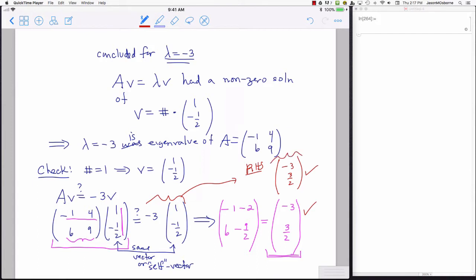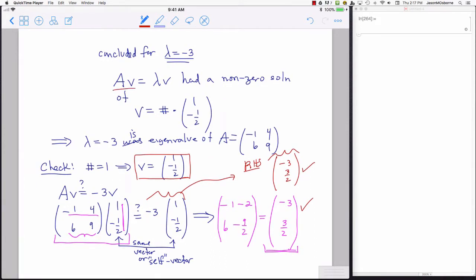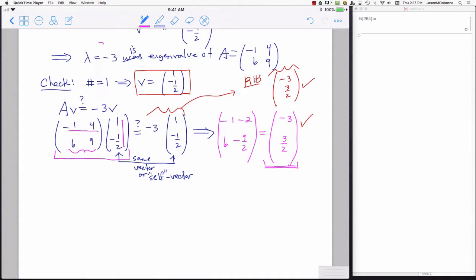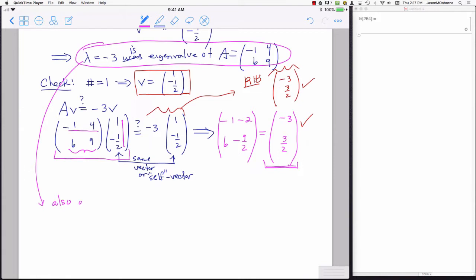Okay, which implied that the vector 1, -1/2 was an eigenvector. Okay, that was the non-zero solution to the AV equals lambda V equation. Okay, so you can conclude by saying lambda equals -3 is an eigenvalue of the matrix, and you can also add the fact that lambda equals -3 is an eigenvalue with one of the eigenvectors being 1, -1/2.